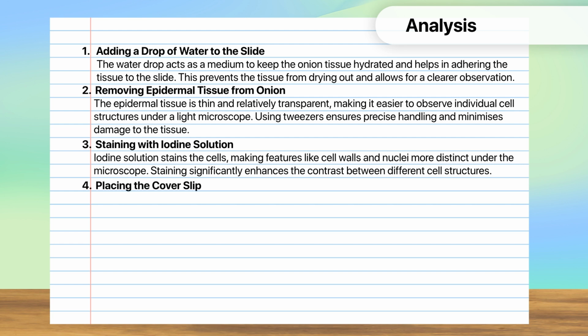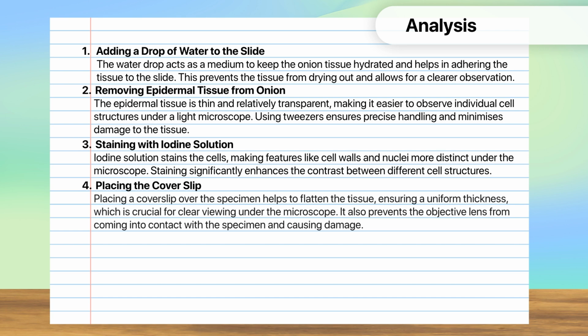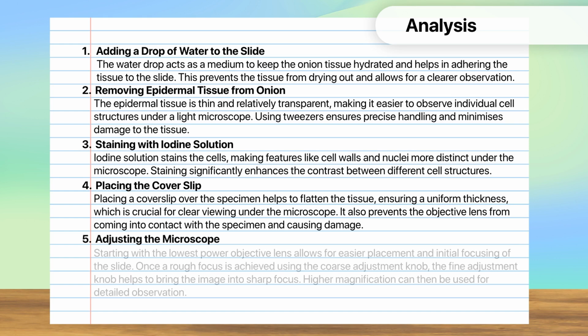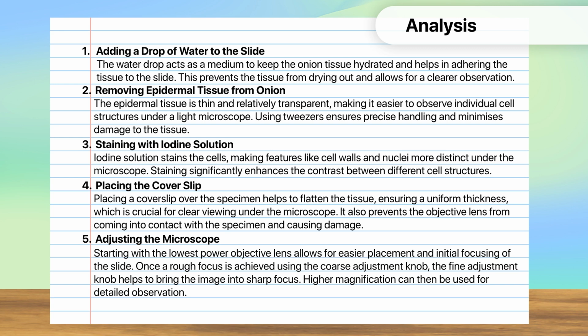Furthermore, placing a cover slip over the specimen helps to flatten the tissue, ensuring a uniform thickness, which is crucial for clear viewing under the microscope. It also prevents the objective lens from coming into contact with the specimen and causing damage. Finally, we use multiple lenses to observe the cells. Starting with the lowest power objective lens allows for easier placement and initial focusing of the slide. Once a rough focus is achieved using the coarse adjustment knob, the fine adjustment knob helps to bring the image into sharp focus. A higher magnification can then be used for detailed observation.